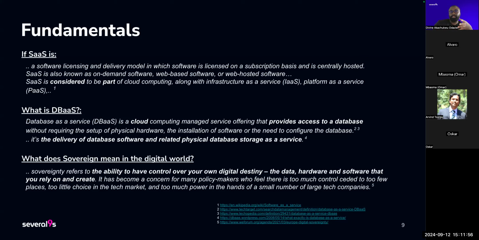DBaaS, database as a service, is basically offering managed database services without requiring the setup of physical hardware, installation of the software, or extensive configuration. Like I mentioned before, you still need to make some configurations, because AWS doesn't know exactly what you need, so you have to make some configuration to some extent. But that's the offering, abstracting away the hardware and installation of software.